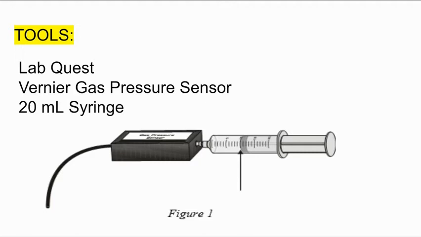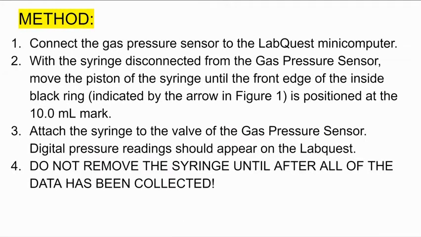All right, in this lab, we're going to use the following tools: a LabQuest mini computer, a Vernier gas pressure sensor, and a 20 milliliter graduated syringe. Our method is going to be pretty simple. We're going to connect the gas pressure sensor to the LabQuest mini computer, and then with the syringe disconnected from the gas pressure sensor, we're going to move the piston of the syringe until the front edge inside the black ring, indicated by the arrow in figure 1, is positioned at the 10 milliliter mark. That's a fancy way of saying we're going to fill the syringe with 10 milliliters of air.